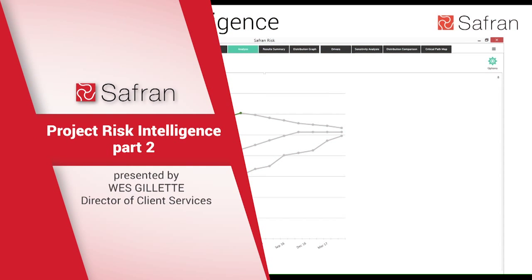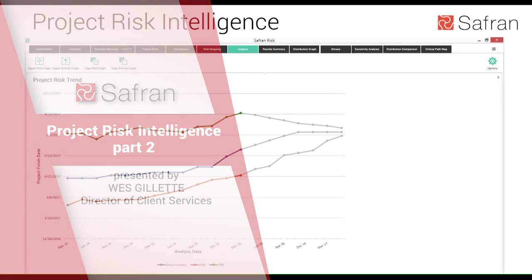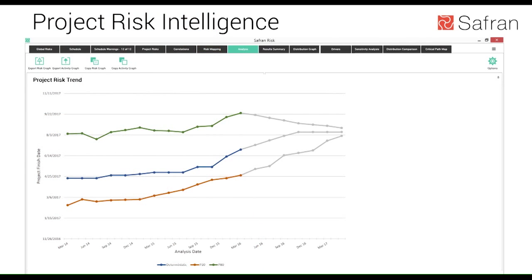So a very powerful analysis, and something that's going to be unique to Safran Risk because of our ability to store these results over time. We're not a file-based system, we're an enterprise database system, so we can save this information and report it out in whatever your tool of choice is for your kind of enterprise reporting.